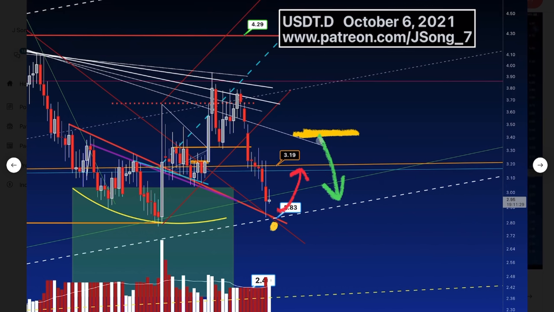Price could also come up to this star level here on this angle where I'm drawing my mouse, and price could get trapped into this area. It's very possible. I will be monitoring the situation very closely, but we should all be paying attention to when USDT.D moves.